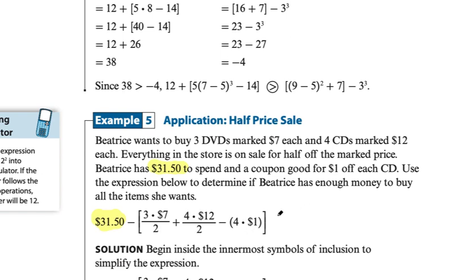So what we're going to do is I'm just going to start my rewrite over here, $31.50. I'm going to subtract from that all this stuff in here. At the top of this, the numerator here, I'm going to write 21 over 2. And then over here, I'm going to write 48 over 2. And then I'm going to write minus 4. So that's just me simplifying things. And then I'm going to continue on, still $31.50.